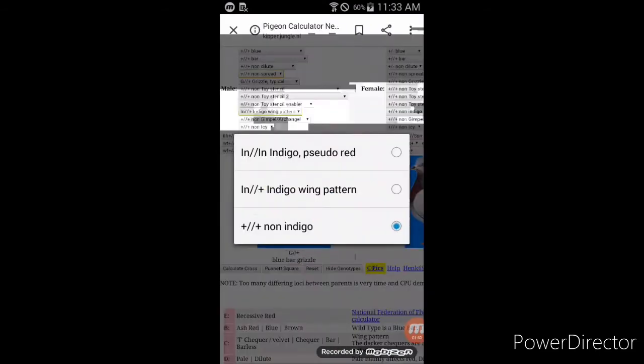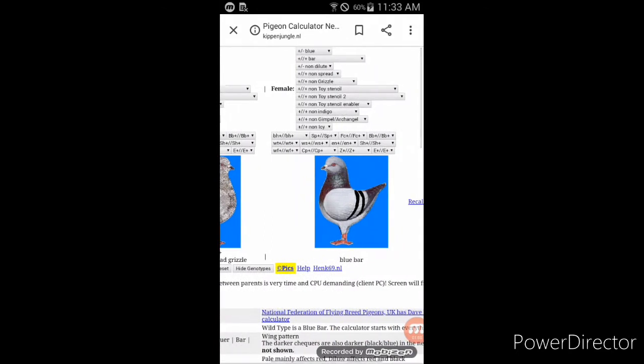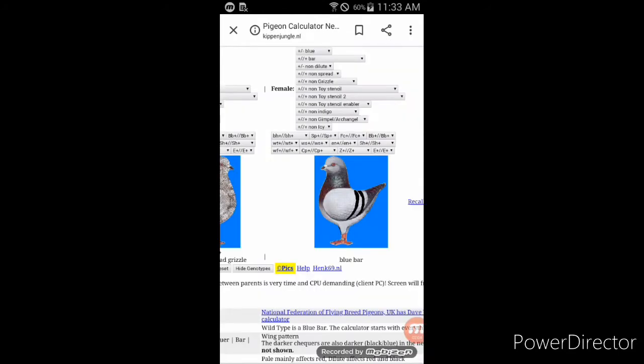Okay, so as you can see, the picture's changed, and now it's showing an Andalusian blue spread grizzle, which is my cock bird. Okay, the hen we showed you in the video is a black saddle pied. So black is a blue bar spread.